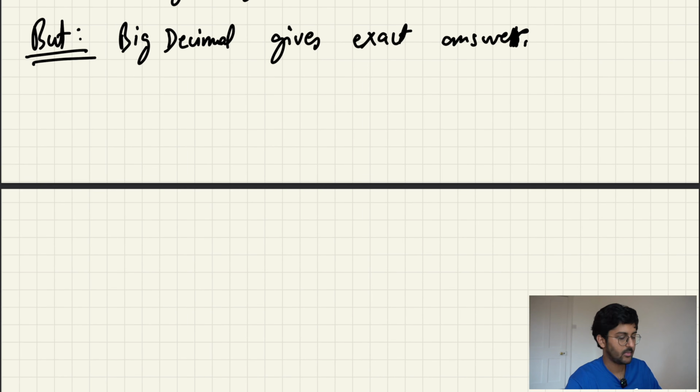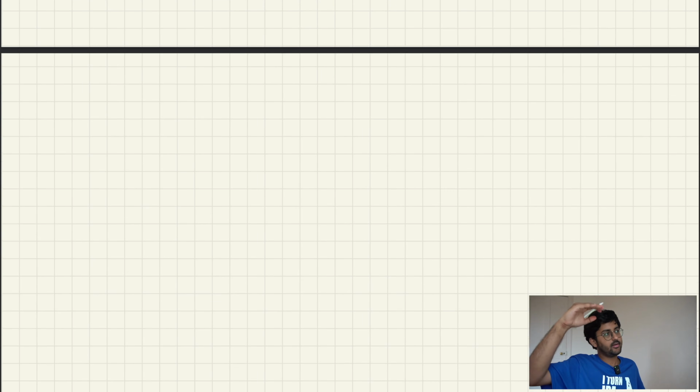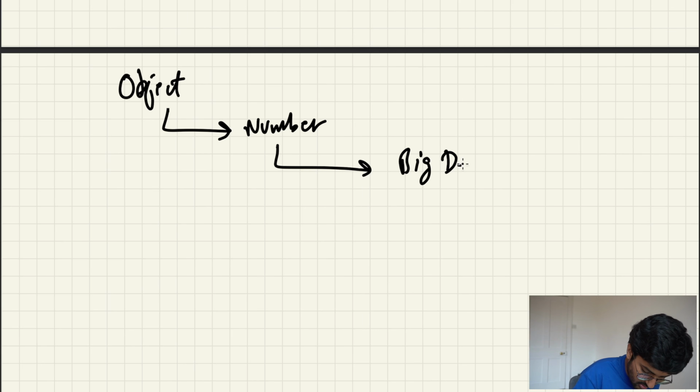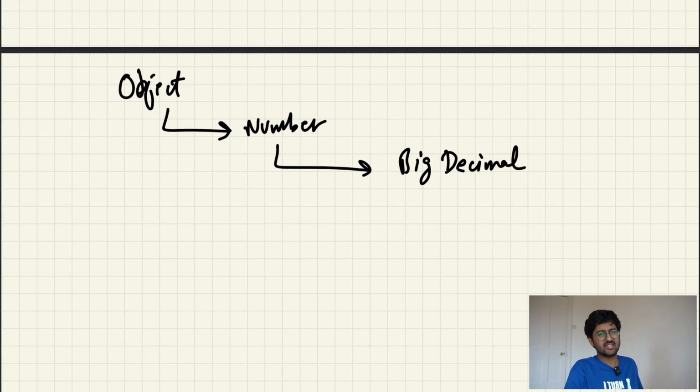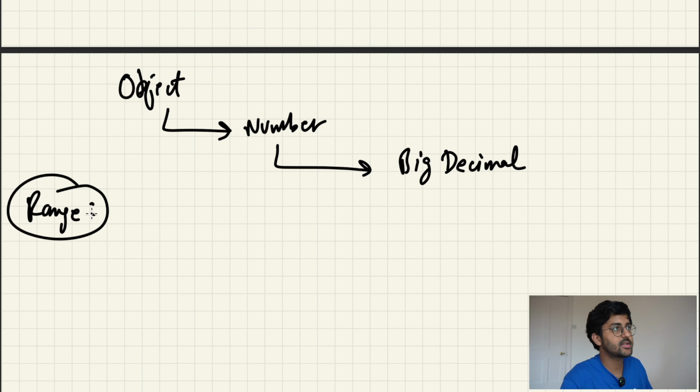Okay. So same thing for big decimal. Object, number, java.math, big decimal. Object class, number, big decimal, same as big integer. It also has serializable and comparable to the big decimal object. Now range. What is the range of big decimal?